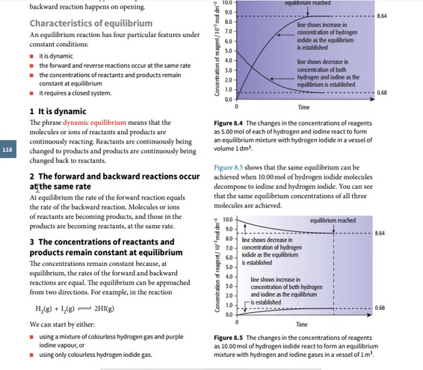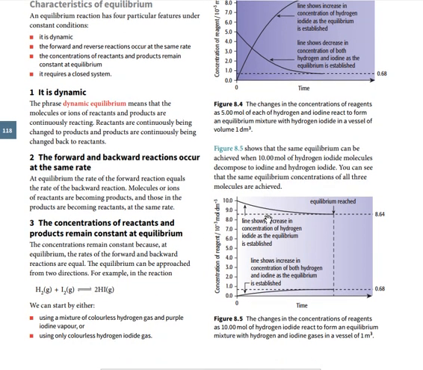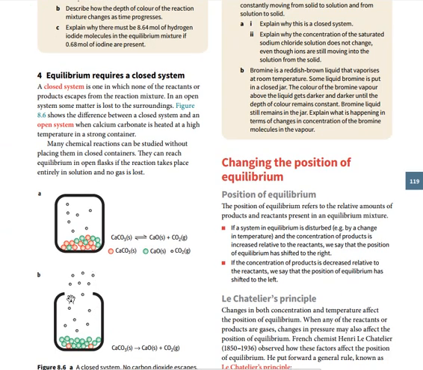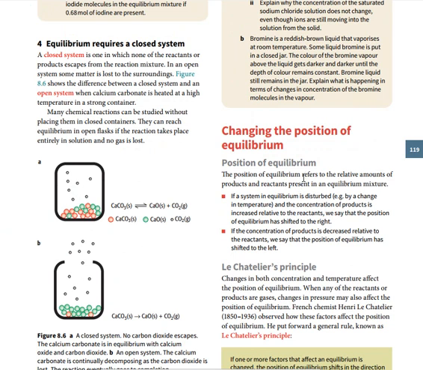Now for the forward and backward reactions, equilibrium is required in a closed system. If you have an open system, everything is going to occur in the forward direction, while if you have a closed system, it is going to be in equilibrium. So you have the changing position of equilibrium. The position of equilibrium is considered when using Le Chatelier's principle. It relates to the relative amounts of product. When the system is disturbed, for example by a change in temperature, the position shifts.